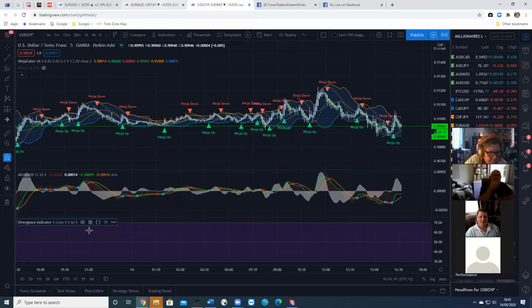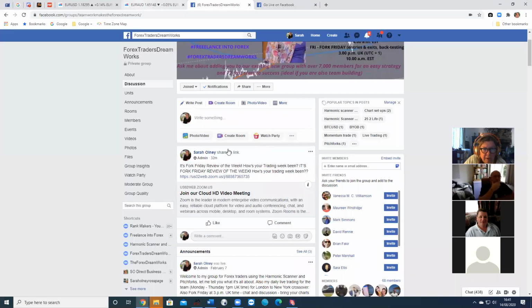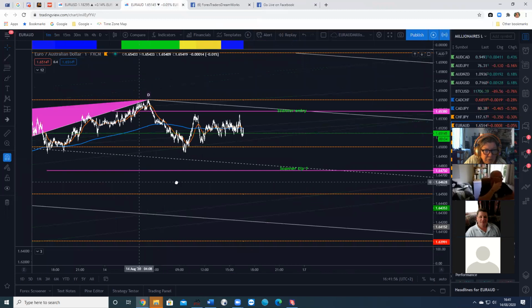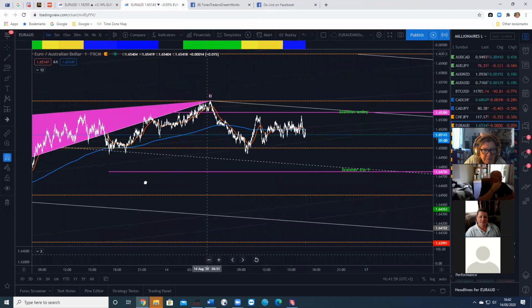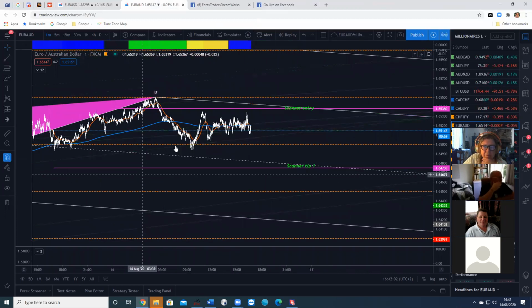I don't know why my divergence indicator stopped working. This was me loading up our other charts. So I'm going to close that. Euro Ord. This scanner point redrew. So this isn't really back testing the week. This is where we are with it at the moment.